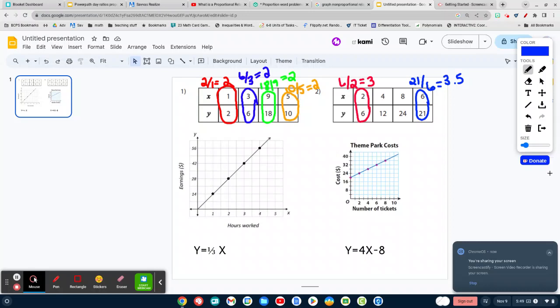Hey y'all, this is a quick video on number 1, identifying if a relationship is proportional, number 2, identifying the constant of proportionality if it is, and number 3, writing an equation for that relationship. So we're going to start with tables.